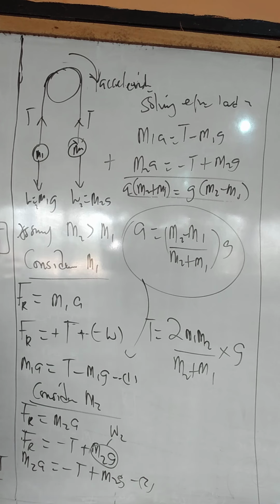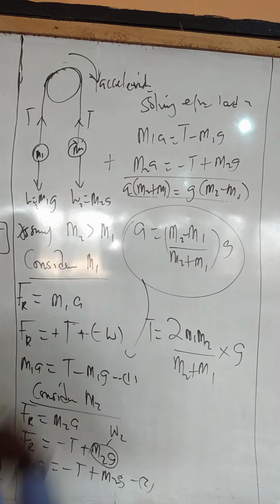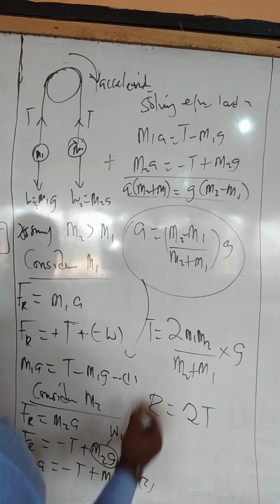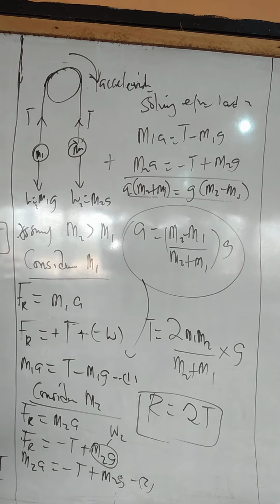So here we are basically focused on 3 equations. The first one is the acceleration, the second one is the tension, and the third one is the reaction, which is equal to 2 multiplying T. We would have to solve a few questions in our next class, or better still, let us just try one question here and then see how to apply these.